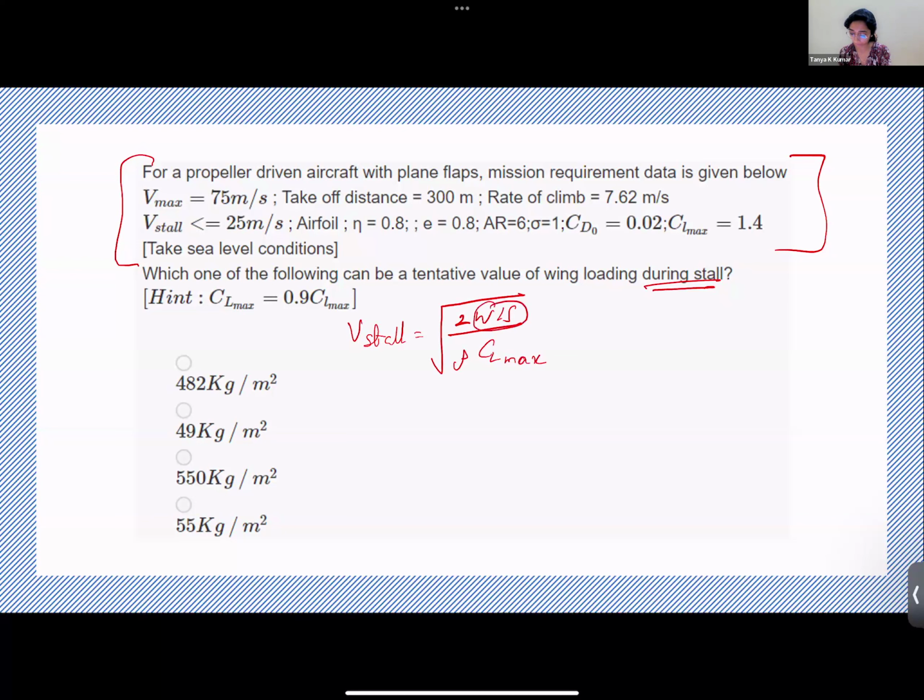And they've asked you to find this W by S. So you have all the other terms, right? So you just have to do W by S is rho CL max by 2 into Vstall square. Can you tell me the answer now? This was very simple. Why weren't you able to do it? Just try doing it now. The equation is written there, right? So just substitute the values and tell me the answer.